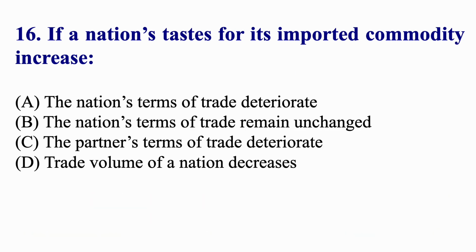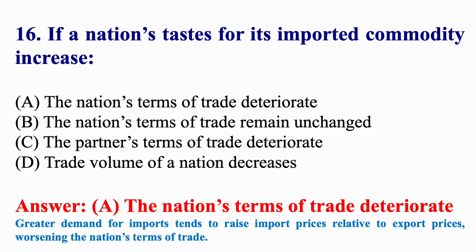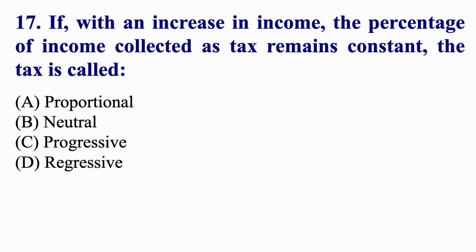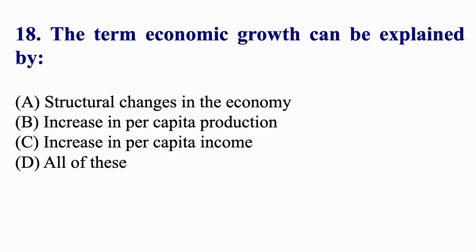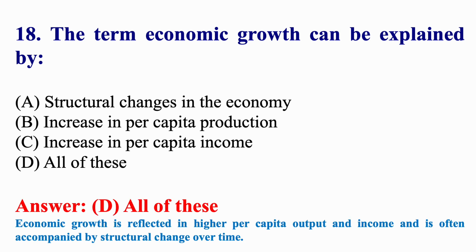If a nation's taste for its imported commodity increases, the nation's terms of trade deteriorate. If with an increase in income, the percentage of income collected as tax remains constant, the tax is called proportional. The term economic growth can be explained by all of these: A is structural changes in the economy. B is increase in per capita production. C is increase in per capita income.